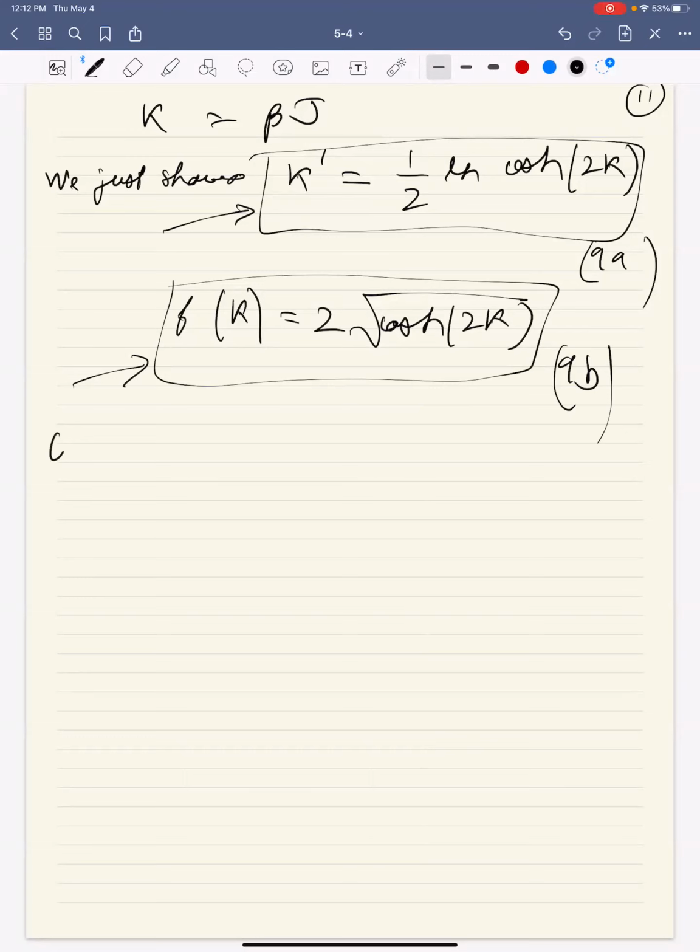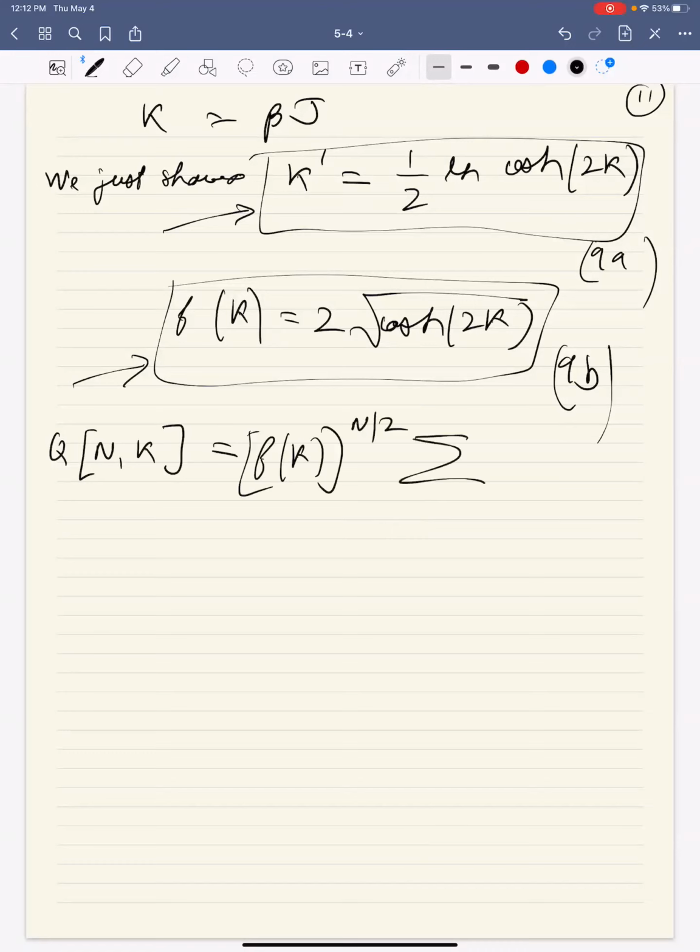In other words, what we have shown is that q of n comma k is equal to f of k to the power n by 2, summation over s1, s3, s5 and so on, e to the power k prime times (s1 s3 plus s3 s5 plus s5 s7).